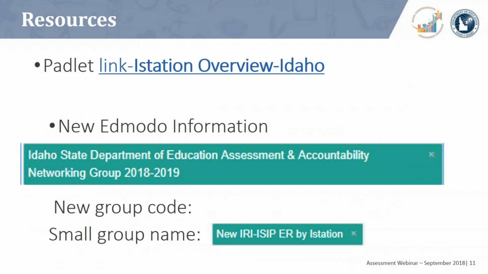Here are a couple of resources. The Padlet link, which is shown there, is for the iStation Overview Idaho. It will have all the training materials that we've used in the past and that we're going to use on that site. We also have new Edmodo information. I just wanted to state that it's a new title: the Idaho State Department of Education Assessment and Accountability Networking Group for 2018-2019. We have a new group code, and that's been entered into the assessment newsletter.